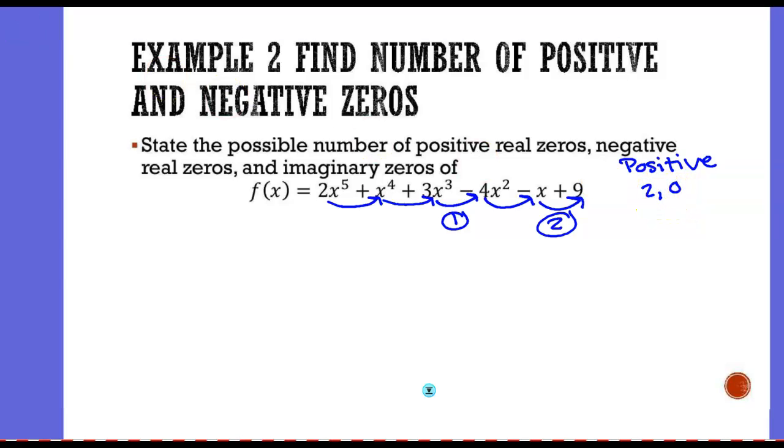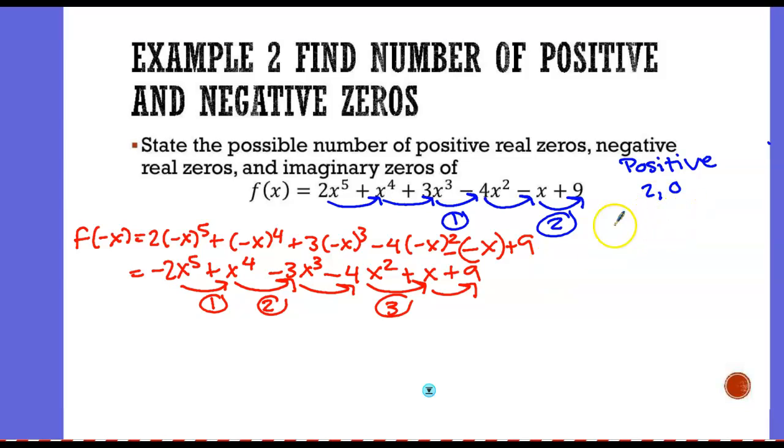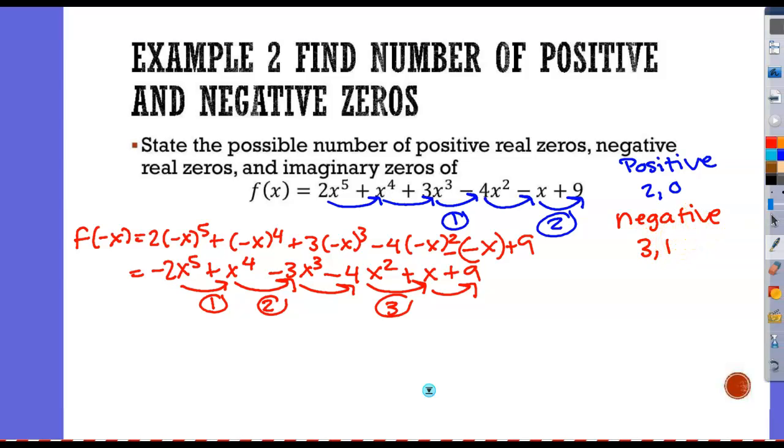Let's try the negative. For the negatives, I worked it out and I discovered that there were 3 total sign changes. So I could have a total of 3 negative zeros, or that number could be less, but I have to decrease it by 2. So it could be 3 or 1. Those are the only possibilities for negative. The degree is 5, so I know that there are 5 possible roots.